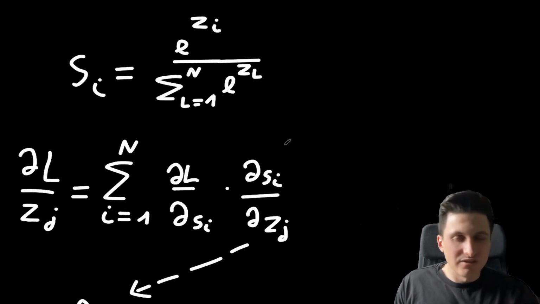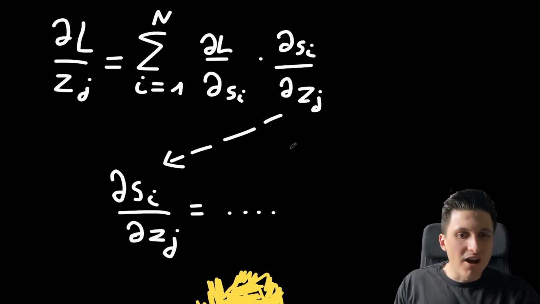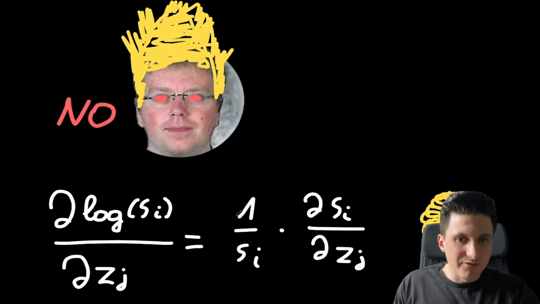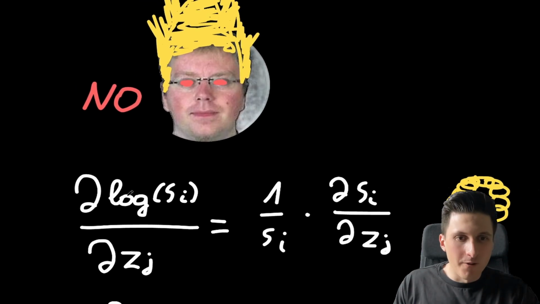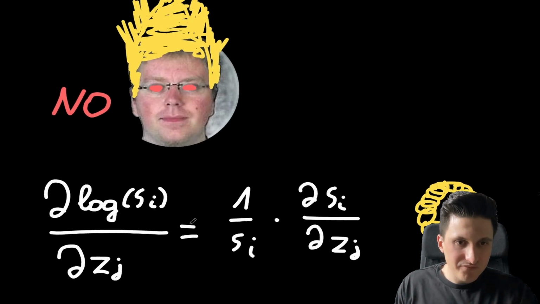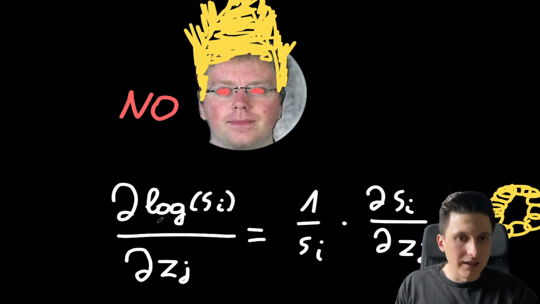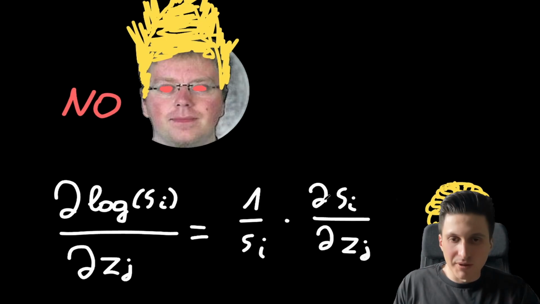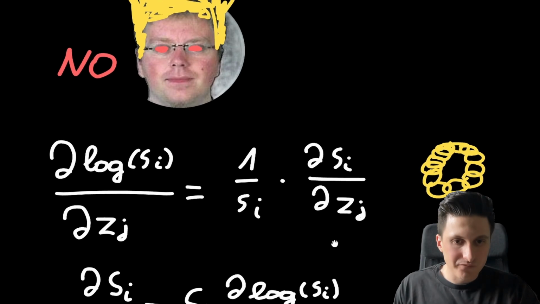But what Thomas says is no, just wait for a while. What we are going to do, he says no in a very super chat Dragon Ball Z form, is first take the logarithm of Si and derive that with respect to Zj. And the derivative of the logarithm is just 1 over the thing inside the logarithm, which in this case is the softmax of I, and then the chain rule tells us that we also need to calculate the derivative of Si with respect to Zj.